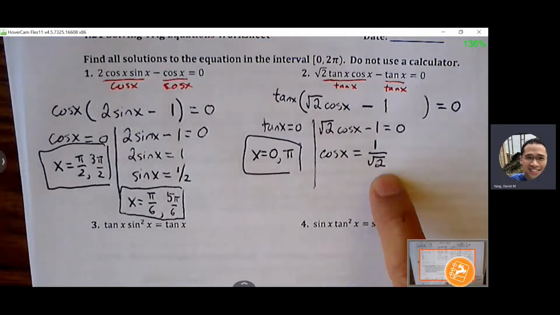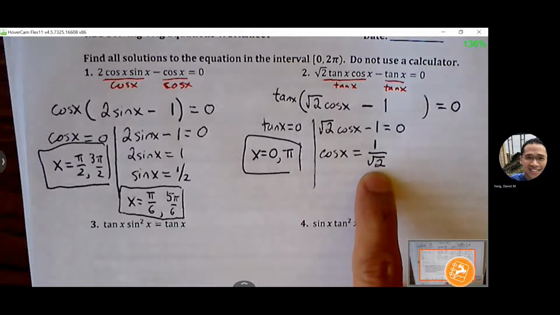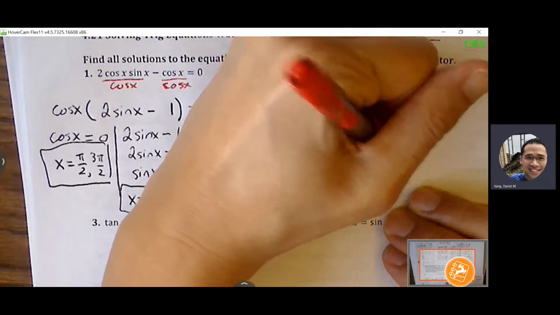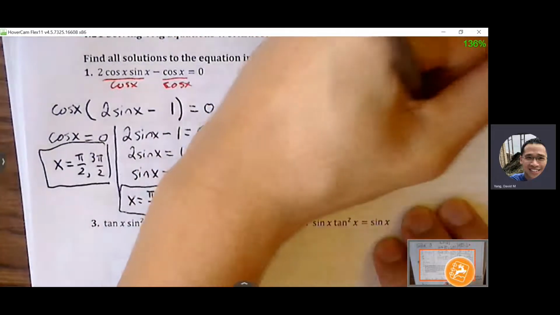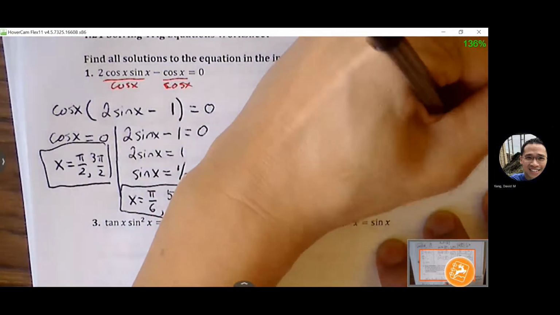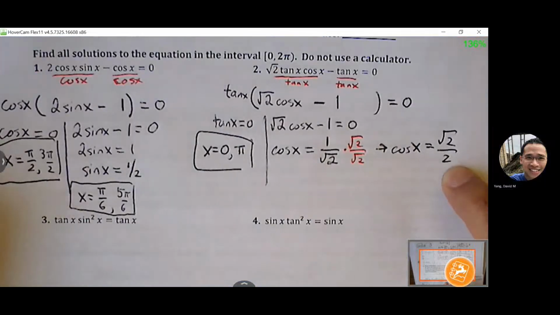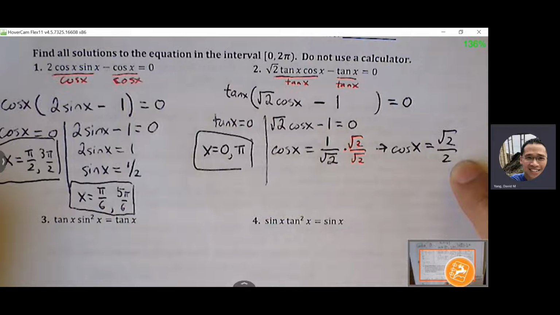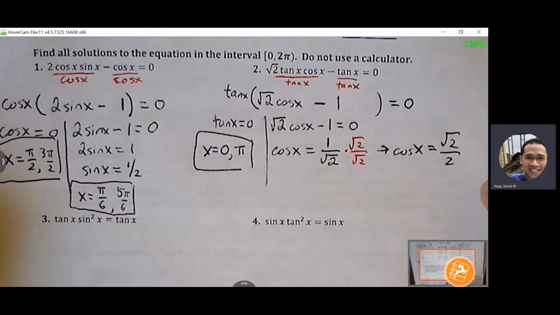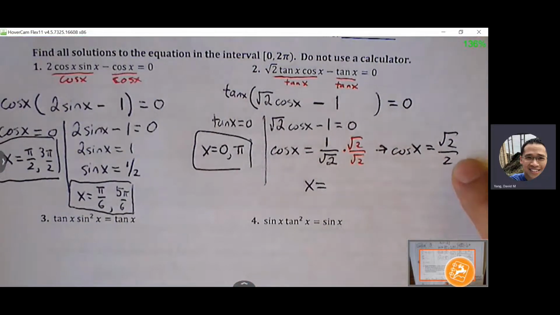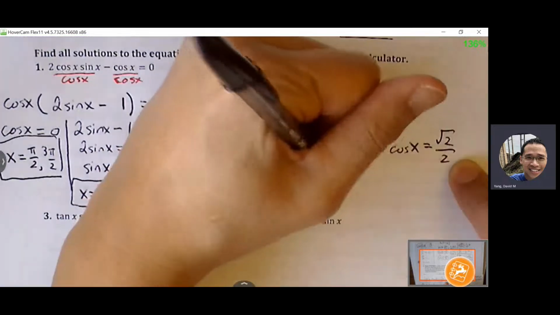Okay, 1 over root 2, this may not be as recognizable, but 1 over root 2 is the same thing as what? Root 2 over 2, right? That feels more familiar. You can rationalize the denominator to make it look more familiar to identify from the unit circle. Okay, so which quadrant is cosine going to be positive? 1 and 4, right? 1 and 4. Positive cosine, ASTC. All right, so x equals pi over 4 and 7 pi over 4. Okay.